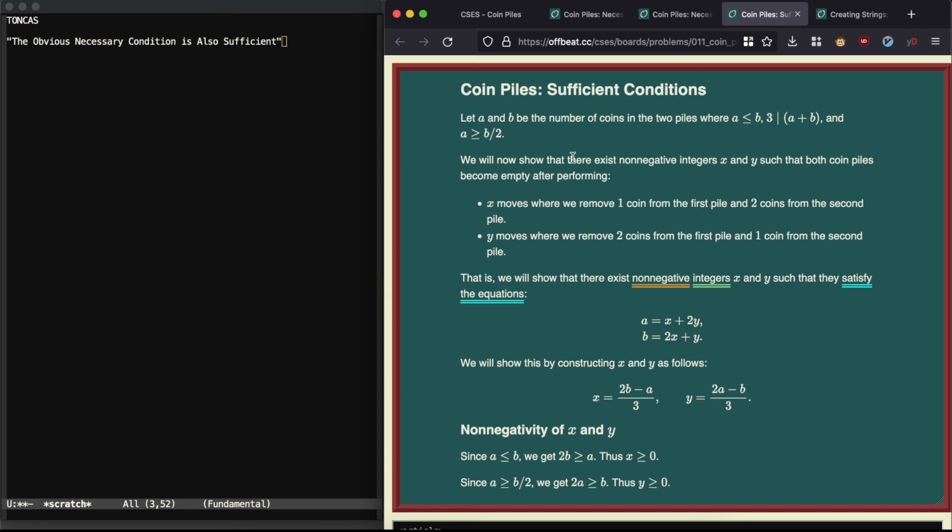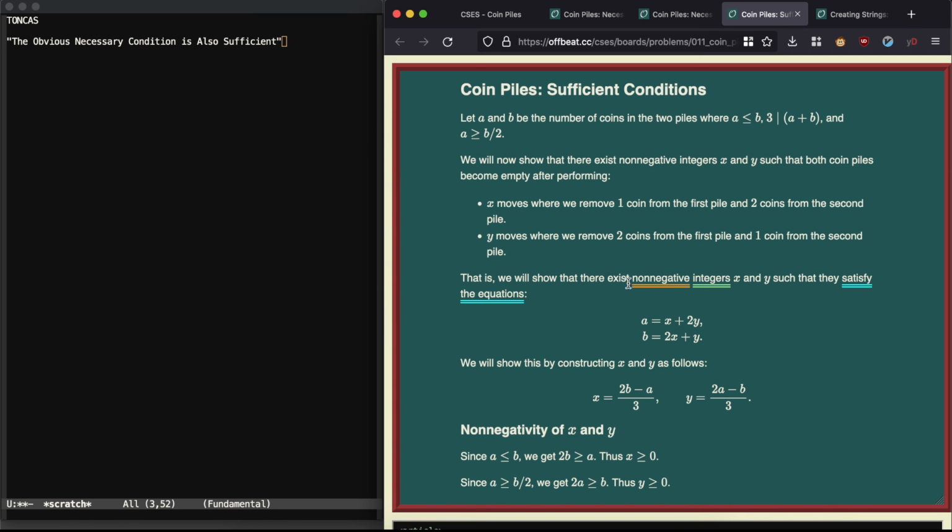Let us take a look. We will now show that there exist non-negative integers x and y such that both coin piles become empty after performing the same thing like before: x moves where we remove one coin from the first pile, 2 from the second, and y moves where we remove 2 coins from the first pile and 1 from the second. These are the things we have to show. I have underlined each one of them with different colors. These are the important things that we have to remember to prove, otherwise our proof will not be complete.